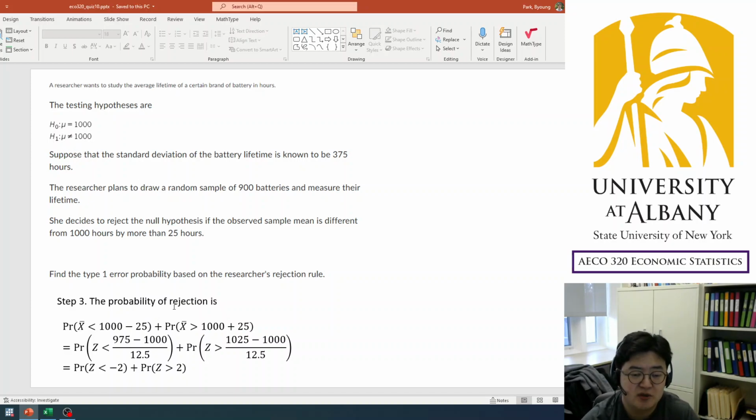Okay, but not a big problem. We are going to standardize X bar into Z and standardize these critical values using the mean 1000 and standard deviation 12.5. Do that, and then you are going to get easy, simple numbers. I designed the numbers to be simple, -2 and plus 2. So then you know how to calculate that.